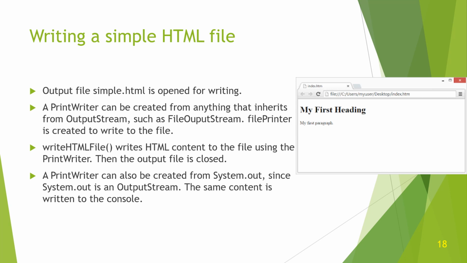Writing a simple HTML file. Output file simple.html is opened for writing. A print writer can be created from anything that inherits from output stream, such as file output stream. File printer is created to write to the file. writeHTMLFile writes HTML content to the file using the print writer, and then the output is closed. A print writer can also be created from System.out, since System.out is an output stream. The same content is written to the console.